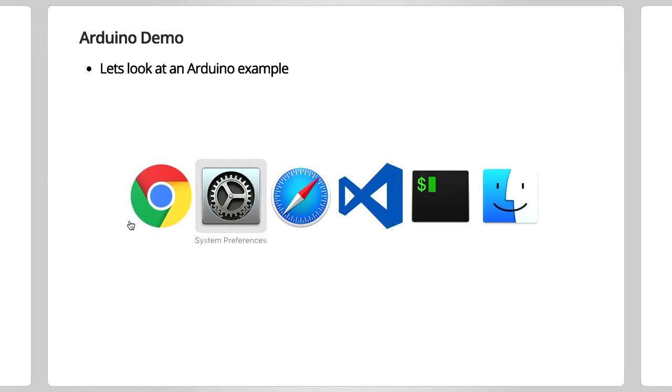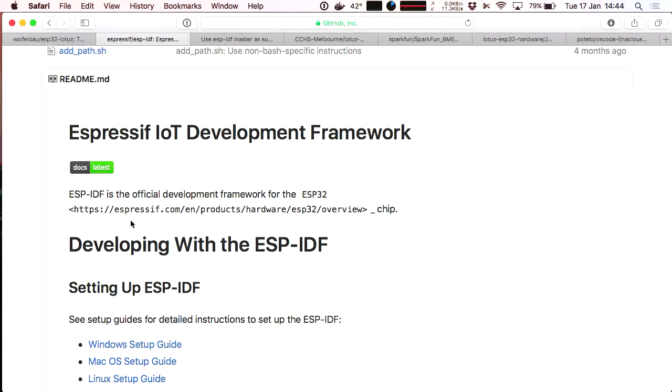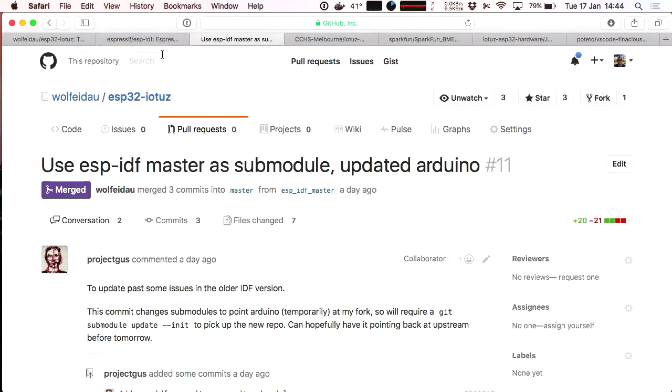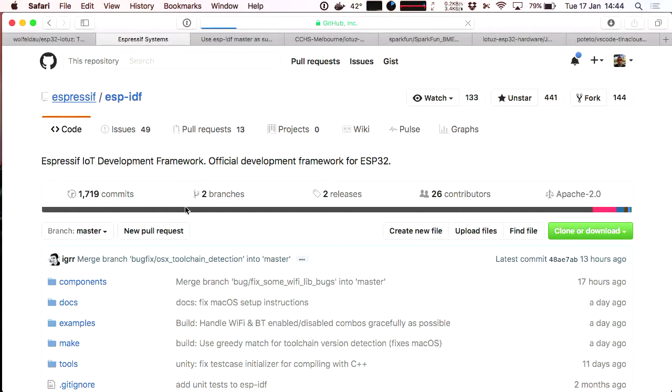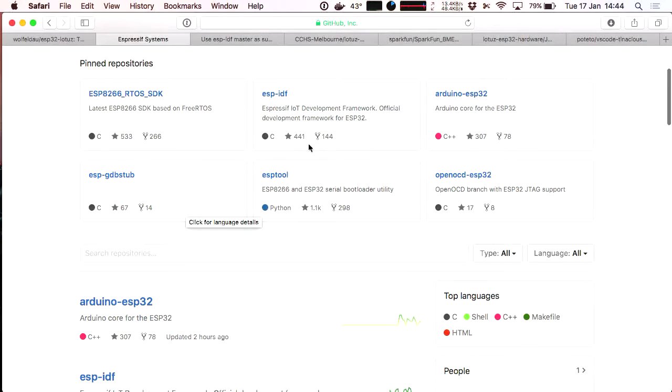So as far as the Arduino side goes, where are we? For those of you who haven't had a look at it, where is it? I had it around here somewhere. So there's quite a few examples.